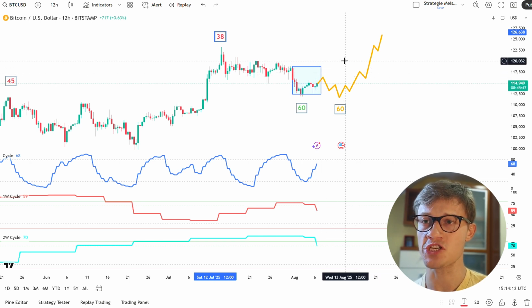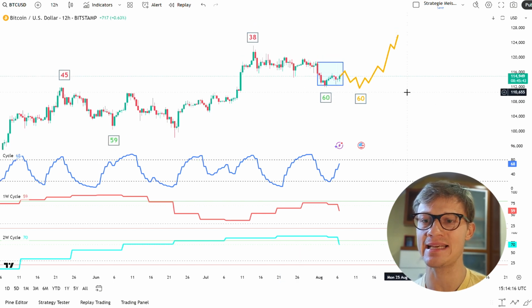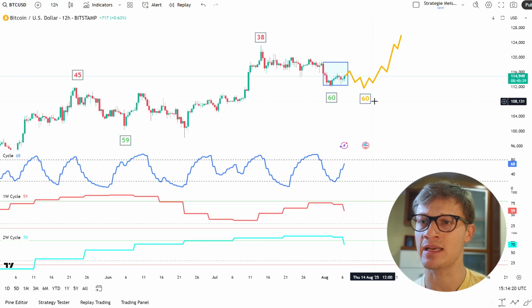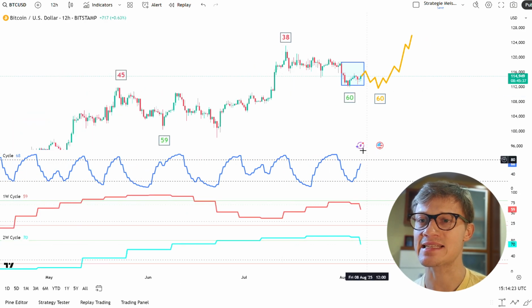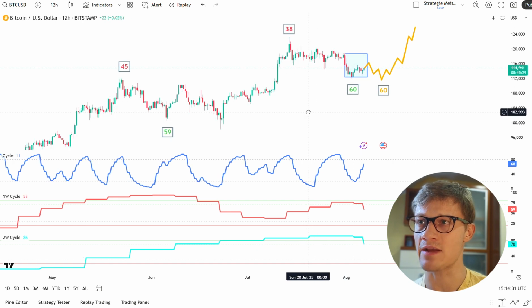Currently, we are approaching a 60-day cycle low, and I want to analyze whether the 60-day cycle low happened just a couple of days ago, or we are still going to have it within the next few days. Using these cycle indicators that I have at the bottom of the screen, we are able to correctly assess cycle bottoms and tops, and we're able to make profits in almost every single trade.